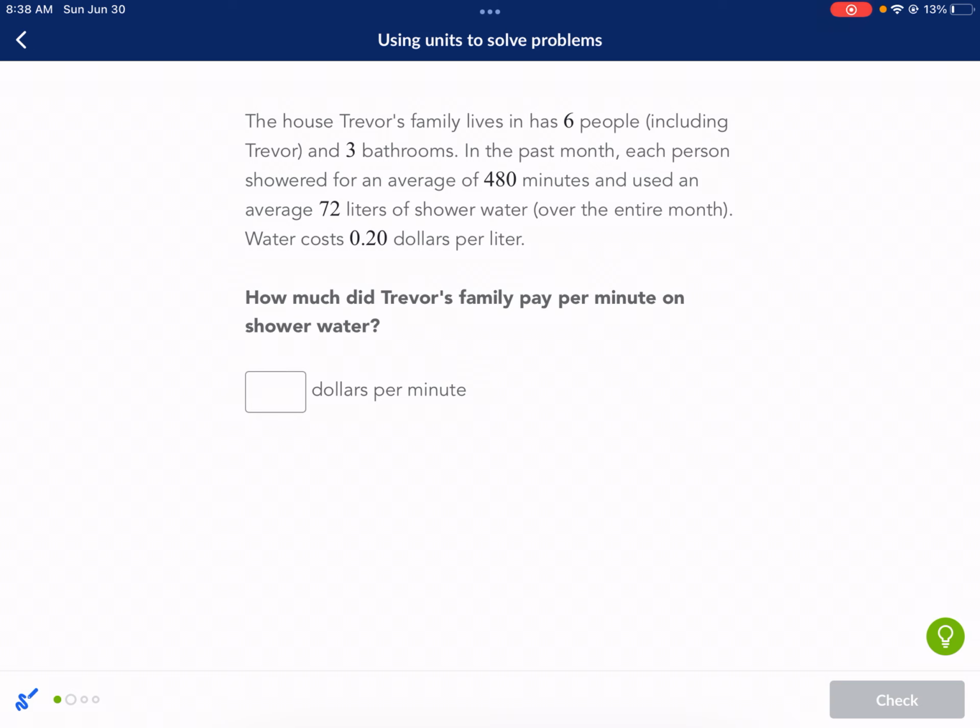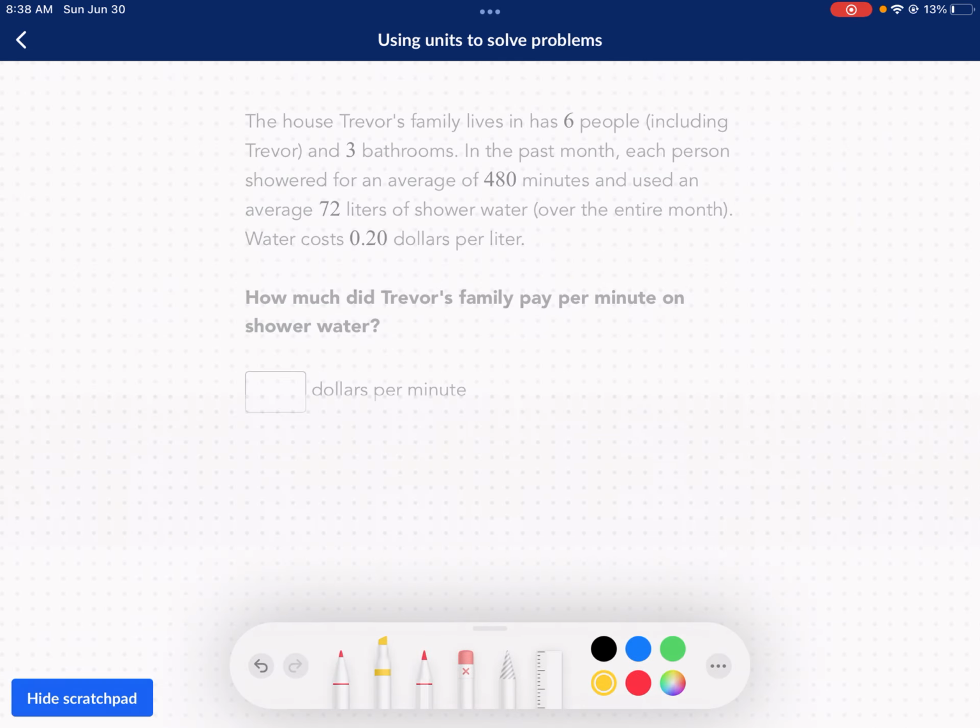It gives us a lot of information, but we're only interested in the rate here. So we're only interested in the pay per minute.